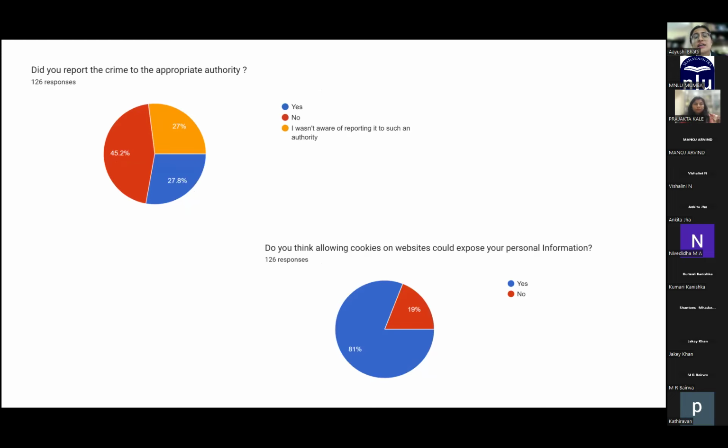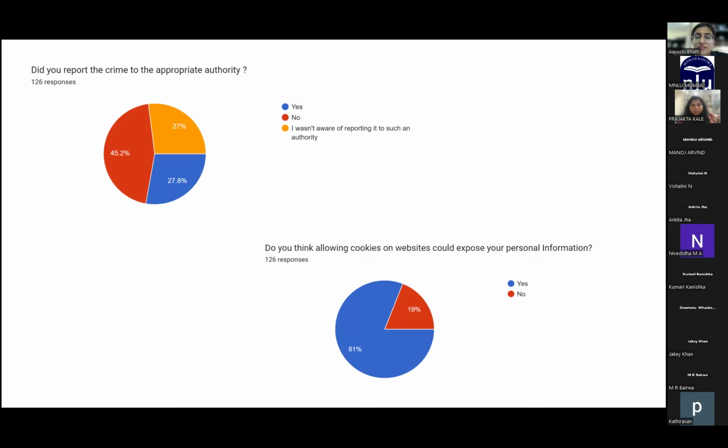So the question was, did you report the crime to an appropriate authority? The majority of them said no, they have not been aware. The further question also reveals whether they were aware of the same or not. Almost 45% of the people are not even aware about reporting it, and 27% of people are not even aware about reporting to such an authority.